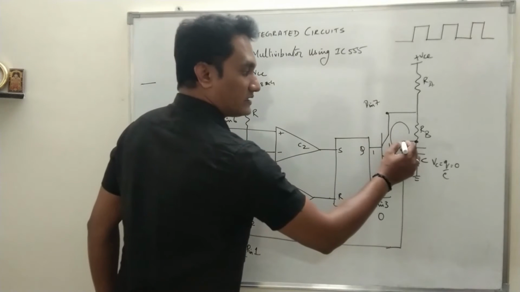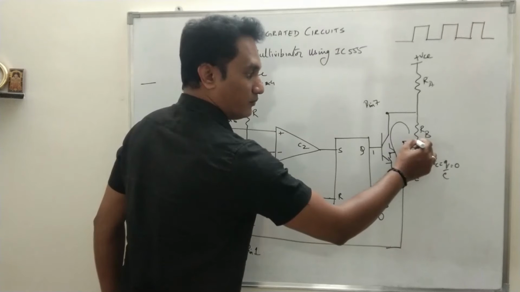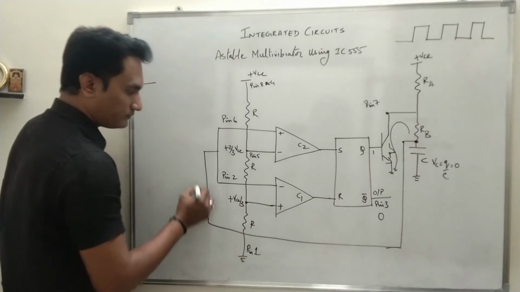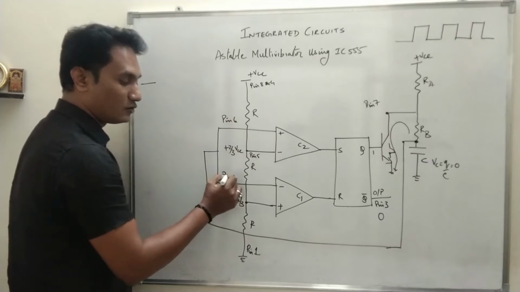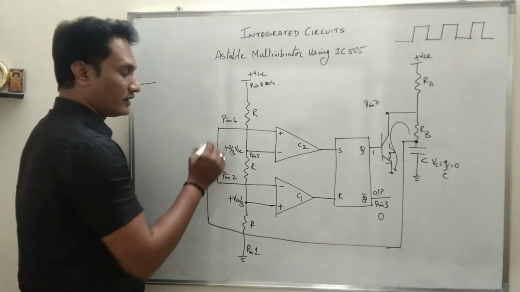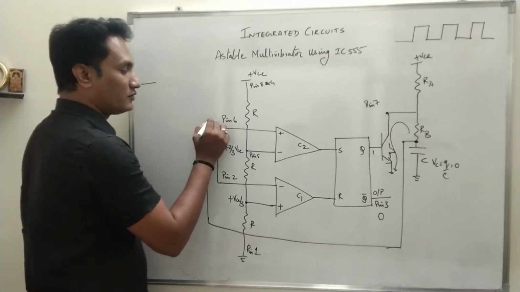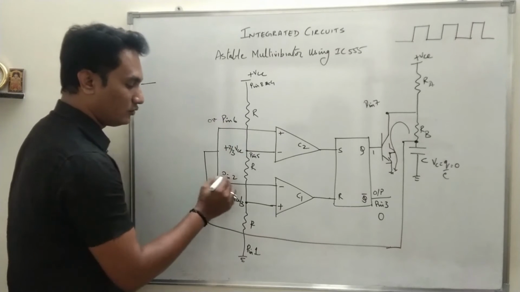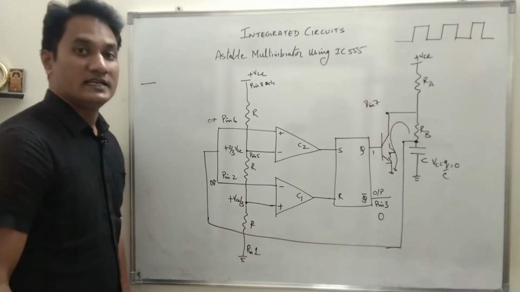Now this voltage across the capacitor, that means the voltage between this point and ground, is given to both pin number 2 and pin number 6. Okay, so what is the potential at pin number 6? 0 volt. And pin number 2 is 0 volt.